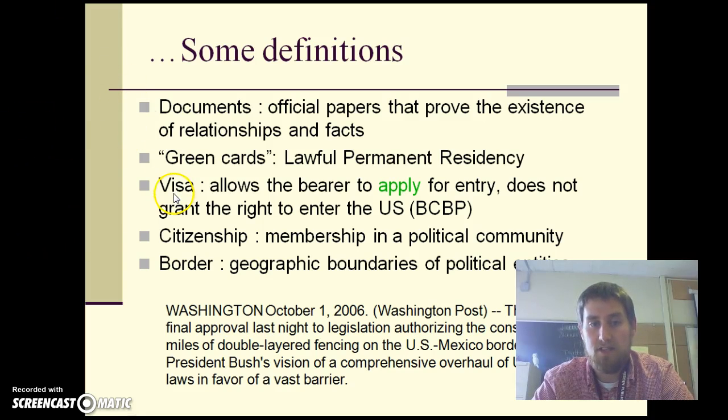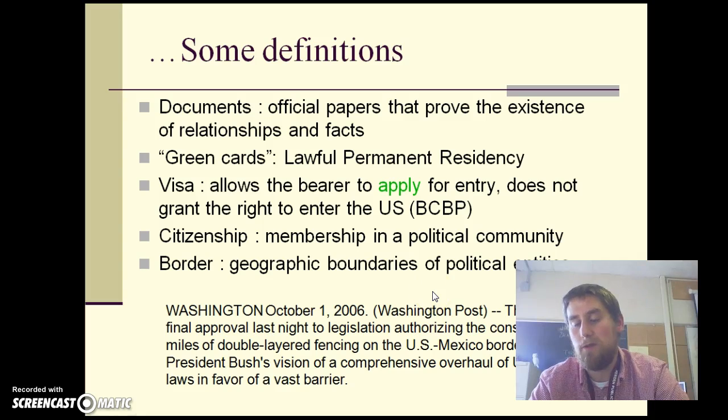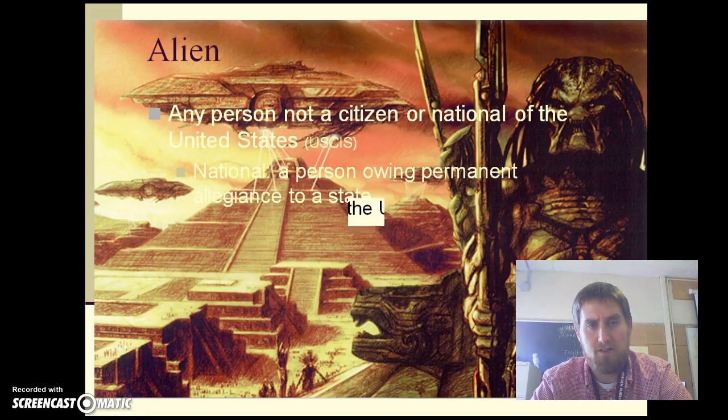A visa says you're allowed to come into the country. Citizenship is membership in a political community, right? It means becoming an American. And then a border is a geographic boundary between two political entities. In other words, it's the line separating two countries, right? Those are some important definitions.